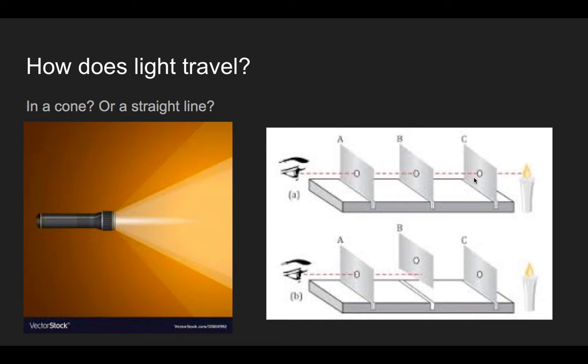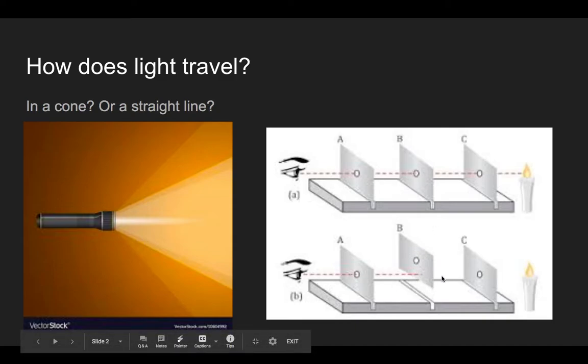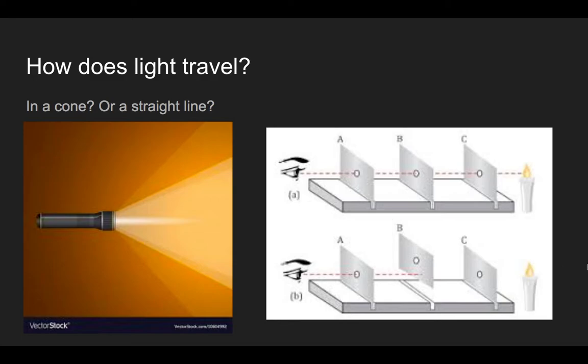And so if light traveled in a cone, you would expect the light would go through this first hole right here, and then it would spread out in this cone shape. And so that would mean I could move card B wherever I wanted it to be, and some light should still get there. Maybe it wouldn't be as bright, but some light should still get there. But if you do that, your eye can't see anything. You don't have line of sight to the candle, and it doesn't work. So it turns out that light does in fact travel in a straight line.